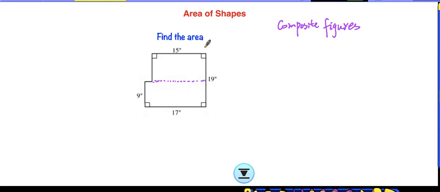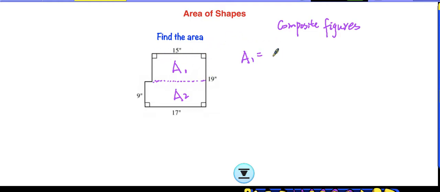So for this area, we are going to use the rectangle area to find both. Since we have two pieces, we just need to find the area for each one, and we can find the total together. So let's say this one is A1, this one is A2, so it's easy to talk about. A1 is the top one, a rectangle, and we always find length times width.